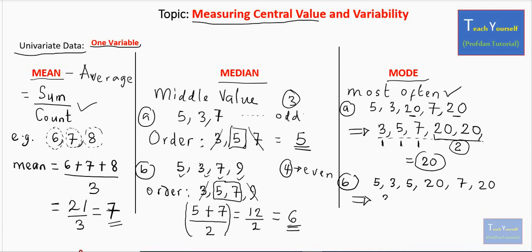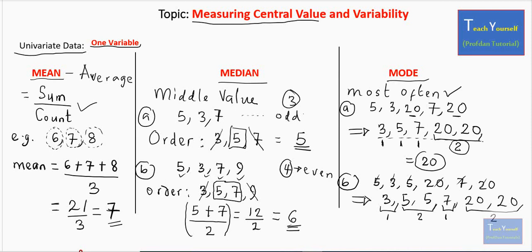For easy sake, I can rearrange. I have 3 first, the student that scored 3, followed by 2 different 5s. So I have 5, 5. Next, I can see 7, then followed by 20 and another 20. So if we look at this, you can see the score 3 appears once, the score 5 appears 2 times, the student that scored 7 once, and the students that scored 20, there are 2 of them.